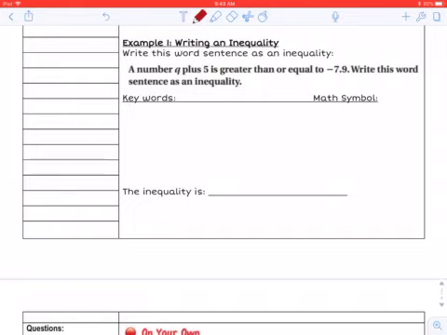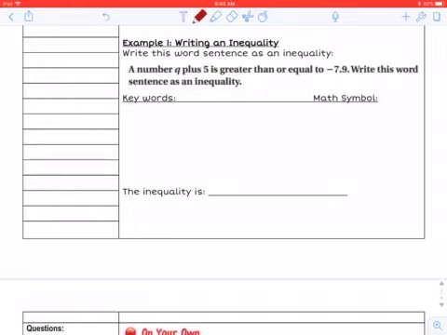So what I'm going to write here for my keywords are number q plus 5. How does that look if we were to put it in its mathematical form? Number q plus 5 is going to look like q plus 5. So that's one of the 2 sides of our inequality that we're going to be comparing.